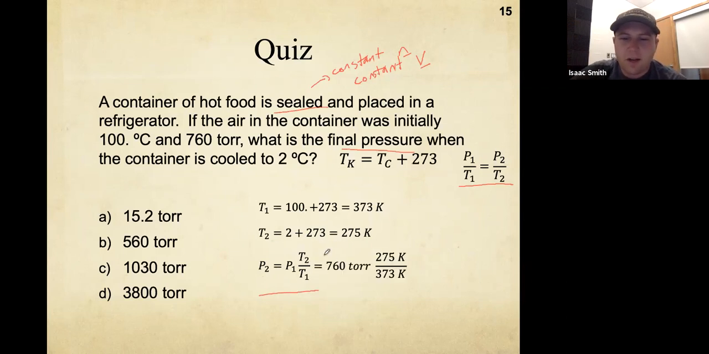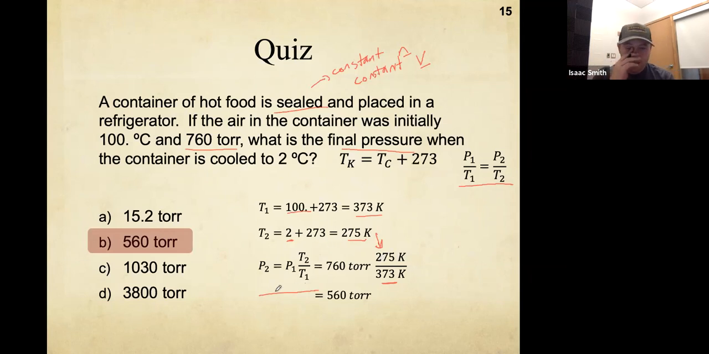Okay, so we have our initial pressure, which is 760 torr, before it was put in the fridge. And then we have our initial temperature, which is T1, 373 Kelvin. That's 100 degrees Celsius, right? And then it's cooled down to 2 degrees, which is 275 Kelvin. And you just plug it in the calculator and solve it. That's all you're doing at this point. So there we go, 560 torr.